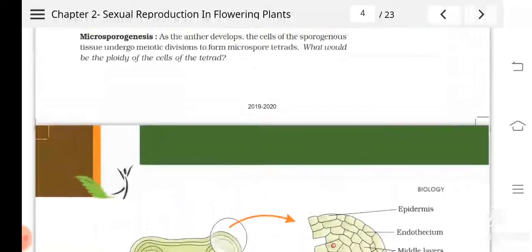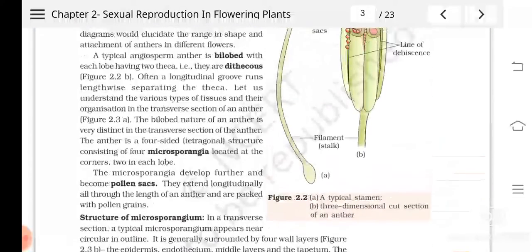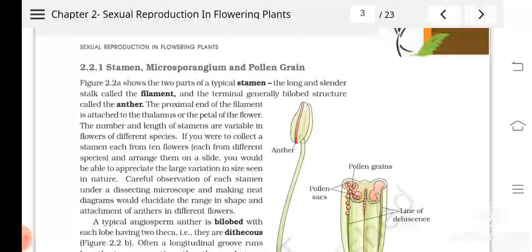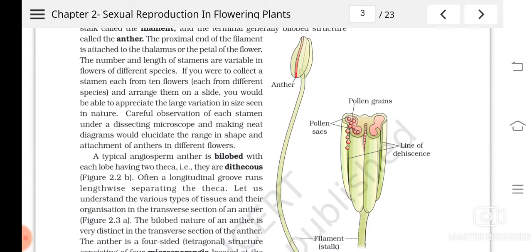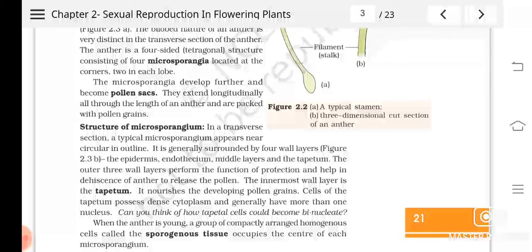So what all things did we learn? Do you remember? I told you about the stamens. The parts of a stamen are what? Anther and filament. Each anther is bilobed, with two theca in each lobe, so it is dithecous. In each corner you can see a microsporangium. What is the structure of a microsporangium? It contains wall layers and, inside that, sporogenous tissue. What are the wall layers? Epidermis, endothecium, middle layers and tapetum. Among these, the tapetum is the nutritive tissue and the other layers help in protection.